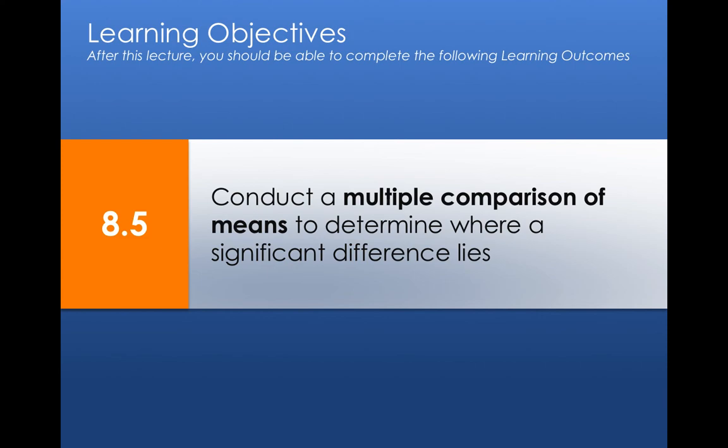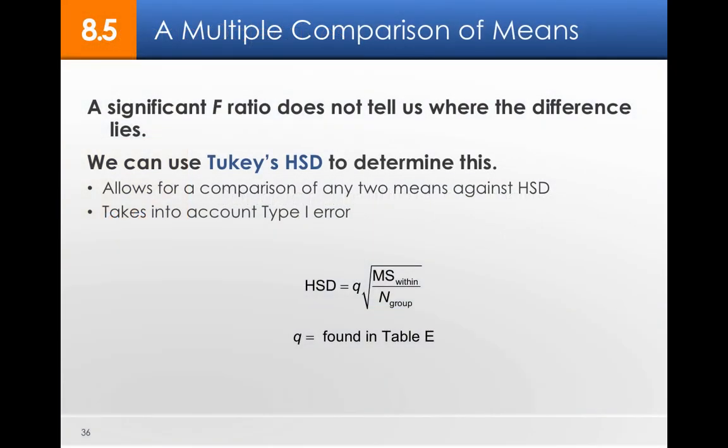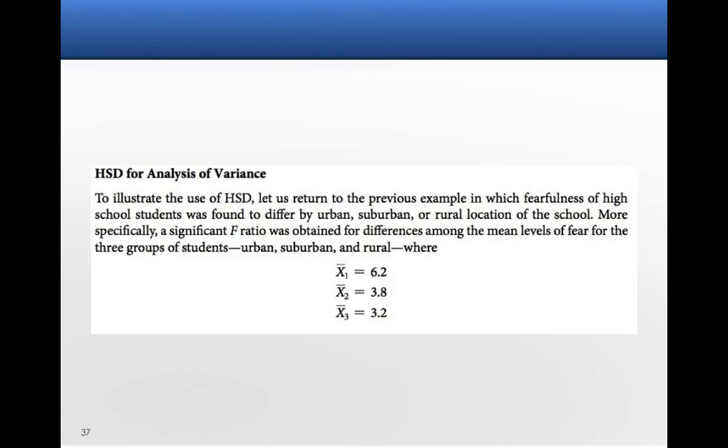Okay, so now we want to talk about conducting a multiple comparison of means to determine where a significant difference lies. So the F ratio tells us there's a difference between those 3 groups, but it doesn't tell us where, okay? So we can use Tukey's HSD to determine this. It allows us to compare any 2 means against this HSD, okay? So we find this Q is found in table E, root of MS within divided by N group.